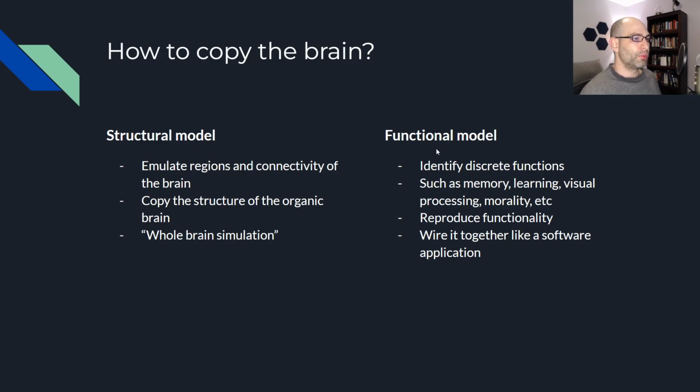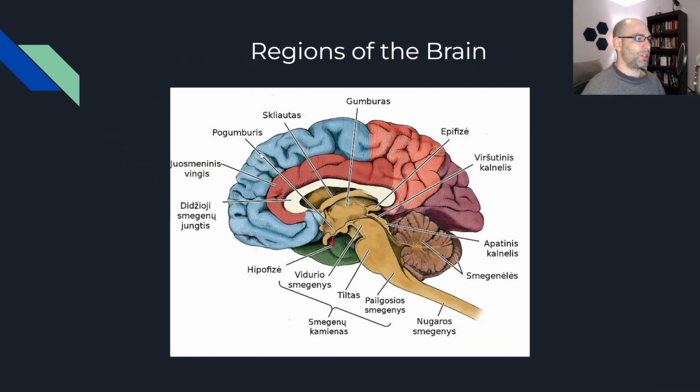So there's two primary ways to model the brain. There's the structural model, which is where you copy the regions and connectivity of the brain. So basically you're copying the organic structure. And this is what you might have heard called whole brain simulation. So I think it was IBM that was working on the connectome, where it was modeling the connectivity of the entire brain. Because that's the structural model of saying, hey, let's just copy this, but in virtual.